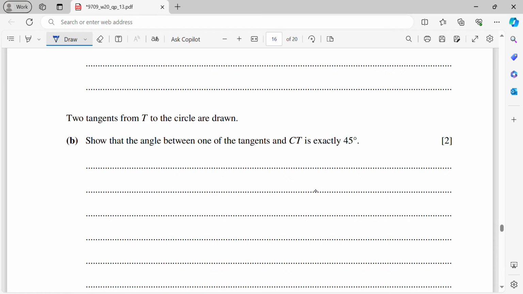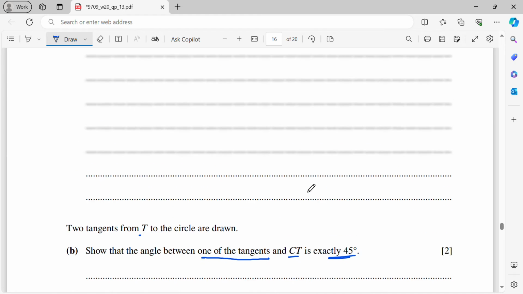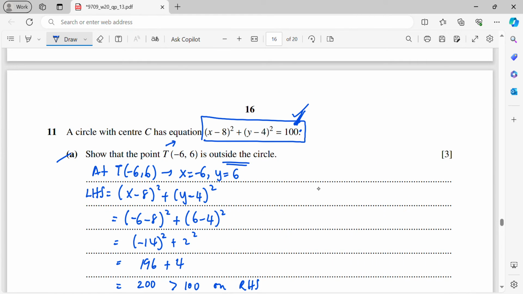Now, two tangents from T to the circle are drawn. Show that the angle between one of the tangents and CT is exactly 45 degrees. Okay, now here I have to draw the circle to get the idea.